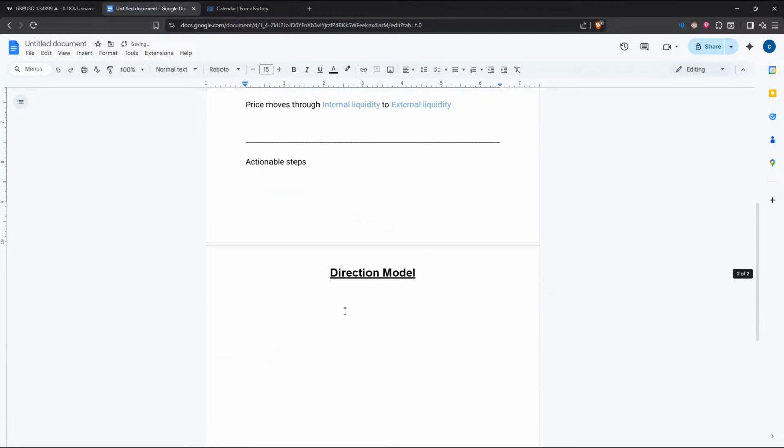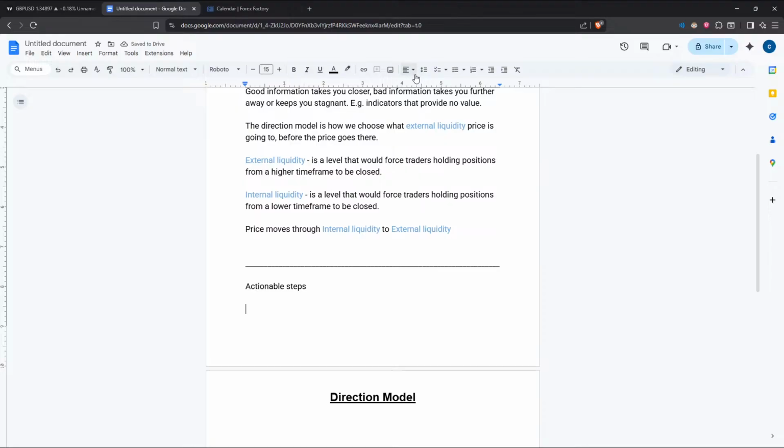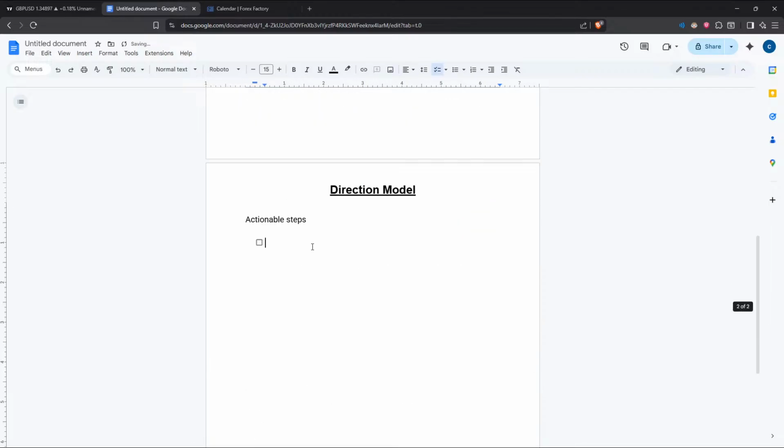Okay, so this will be separate to information. So actionable steps, I like there's a thing where you can check it. Hold on. Like this, yes. Let's separate this, make this a new page. Okay, actionable steps. So step one, mark is what we just did, right? Is to mark external liquidity and internal liquidity.